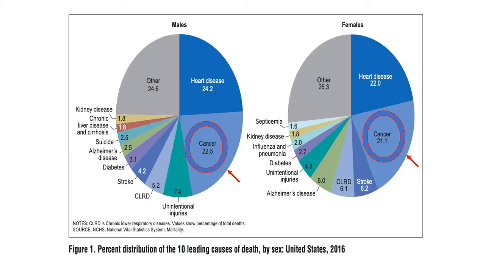So these slides show data from 2016, so nearly about 5 years ago. This is the United States, but we would look very similar to this. Heart disease was most common, 24% in men. Cancer was 22% in men. If you look at women, heart disease was 22% on the right, and cancer was 21%. So you can see that in the developed world 5 years ago, heart disease was followed by cancer.